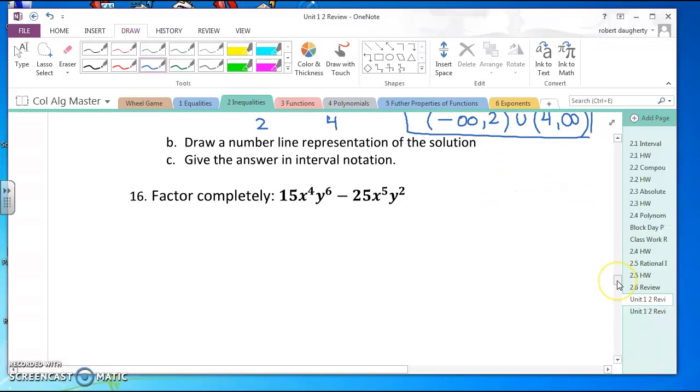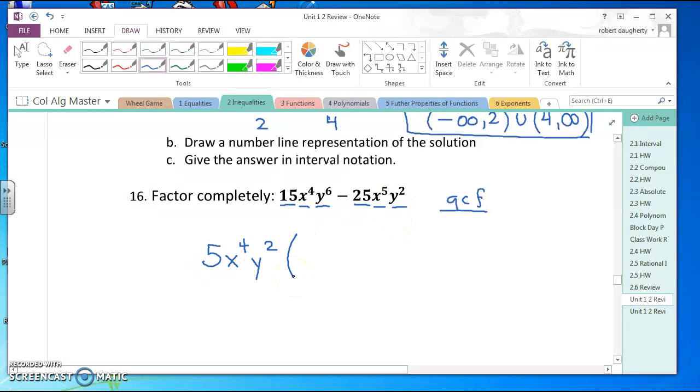The last one is a factorization. This is not perfect squares. 15 is not a perfect square. The only thing I have to factor this is the greatest common factor. Okay, so I look at it this way. 25 and 15, what do they have in common? It looks like the greatest common factor is a 5. Okay, look at my x's. I've got 4 x's and 5 x's. So it looks like they both share 4 x's. Look at your y, 6 and 2. They both share 2 y's.